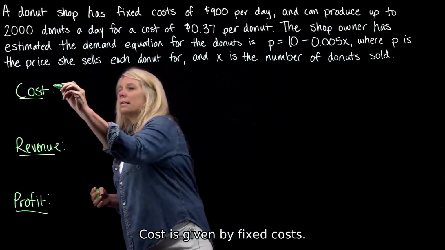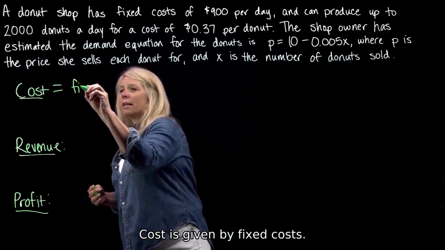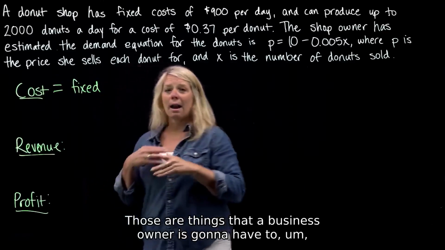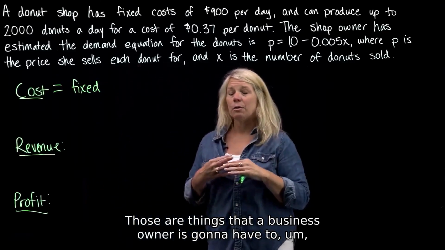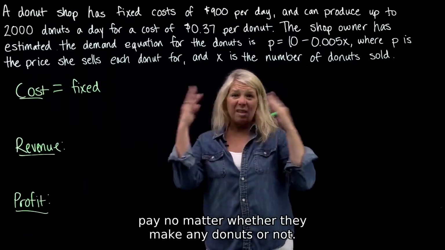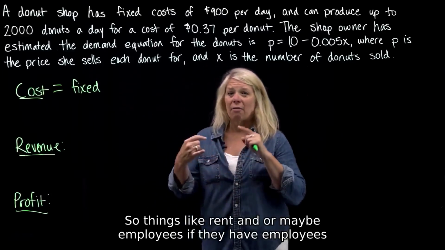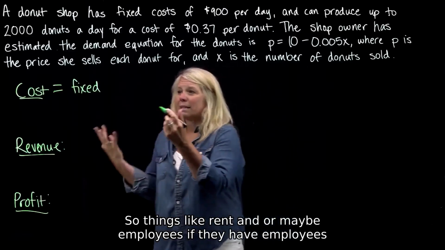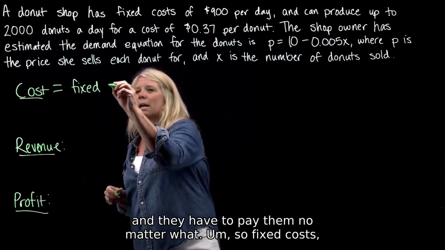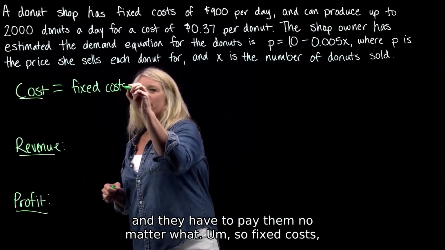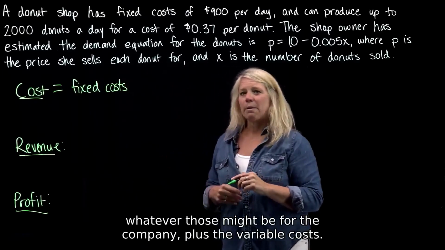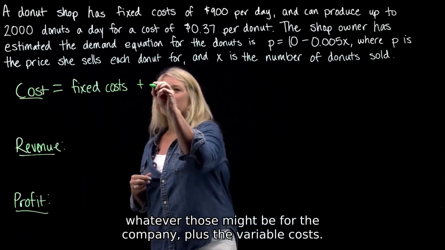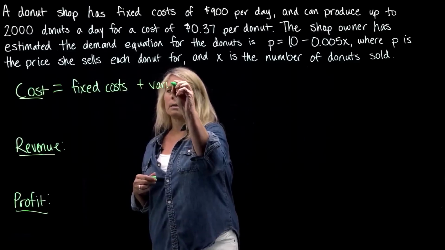All right, so some basics to remember. Cost is given by fixed costs. Those are things that a business owner is going to have to pay no matter whether they make any donuts or not. So things like rent and maybe employees, if they have employees and they have to pay them no matter what. So fixed costs, whatever those might be for the company, plus the variable costs.